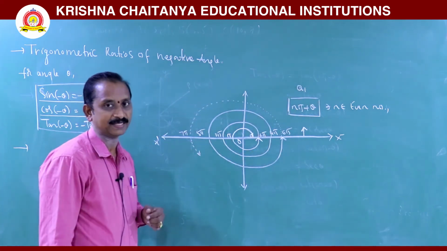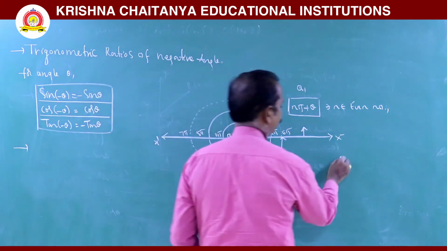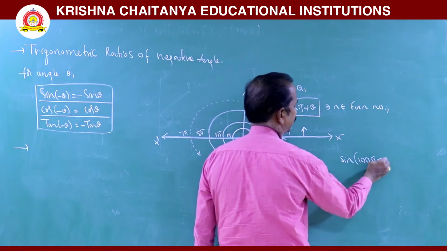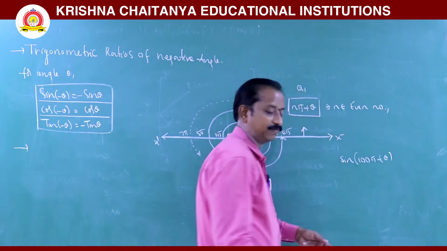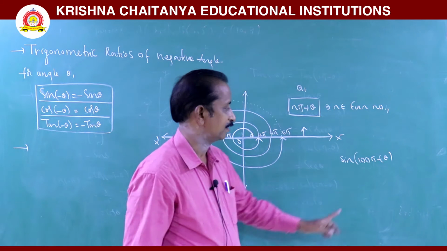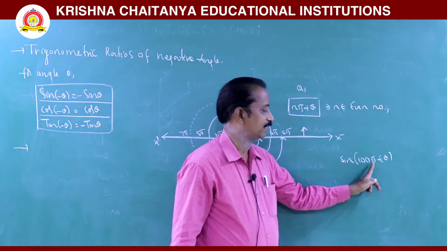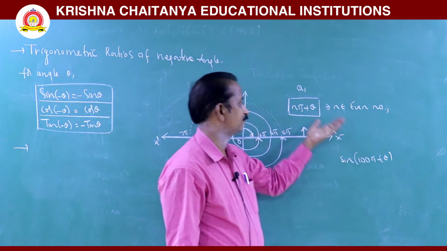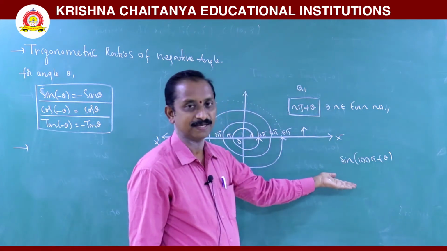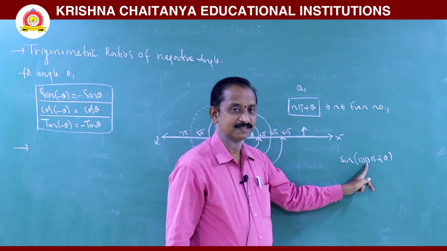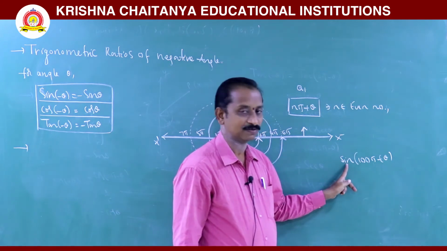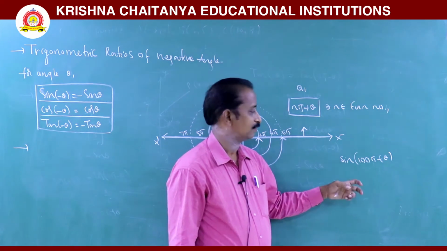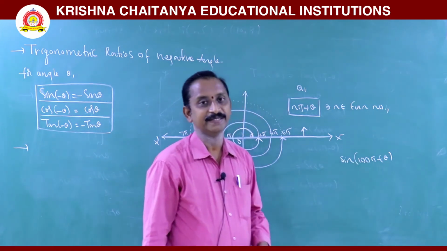If you consider one example, sine of 100 pi plus theta, we can write it in the simple method: 100 pi is an even number. So even number of pi plus theta lies in which quadrant? First quadrant. Directly we can write, but for this allied angle the trigonometric ratio is unchanged. In the first quadrant all ratios are positive. We can write directly sine theta.